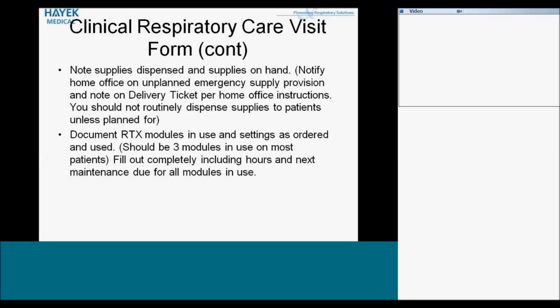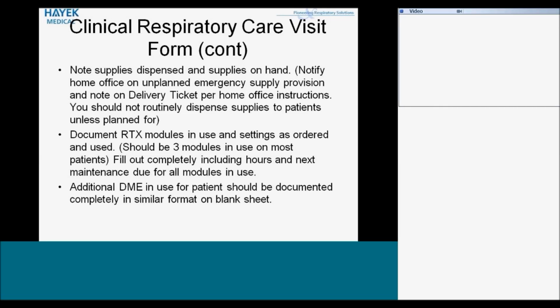Document the RTX modules that are in use and settings as ordered. Most patients should have the 3 modules of ventilation, oscillation, and cough assist in use. Fill out the form completely, including hours and next maintenance due for all modules in use. If there's any additional DME in use for the patient, this will be documented in a similar format on a blank sheet of paper.